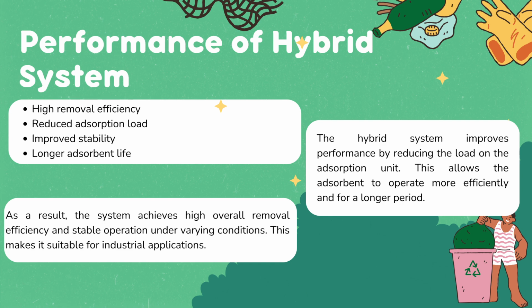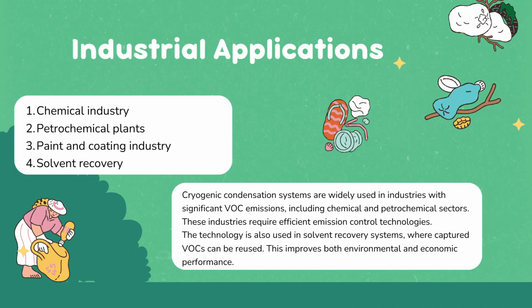Next, for the performance of the hybrid system, the first one is the high removal efficiency. Next is the reduced absorption load, improved stability, and the last one is longer absorption life. The hybrid system improves the performance by reducing the load on the absorption unit. This allows the absorbent to operate more effectively and for a long period. As a result, the system achieves high overall removal efficiency and stable operation under varying conditions. This makes it suitable for industrial application.